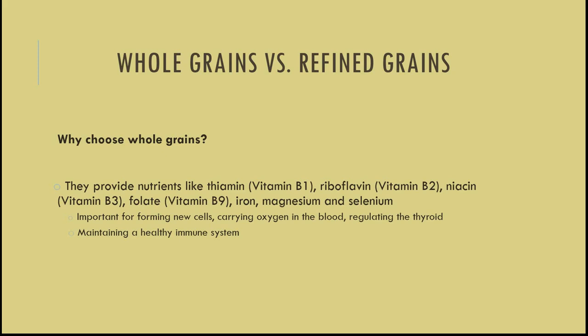Refining the grains, taking away one of those 3 parts, removes important nutrients. When all 3 pieces are intact, whole grains contain nutrients like thiamine, riboflavin, niacin, folate, iron, magnesium, and selenium. These nutrients are really important for forming new cells in your body and carrying oxygen in the blood. If you think about iron deficiency, this is part of a reduced capacity for carrying oxygen throughout the body. These nutrients are also important for regulating the thyroid and for having a healthy immune system. You need a lot of nutrients, like the ones contained in whole grains, for a healthy immune system.